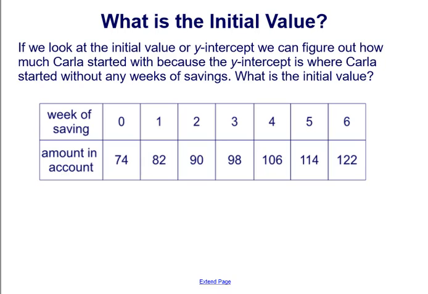Now, if we look at the initial value, or the y-intercept, we can figure out how much Carla started with, because the y-intercept is where Carla started without any weeks of saving, or 0 weeks. So what is the initial value, or what is the y-intercept of this table? Well, remember, a y-intercept, we're looking for the value where x equals 0. If we think of that x value as the week of saving and the y value as the amount in the account, we can see where x equals 0.